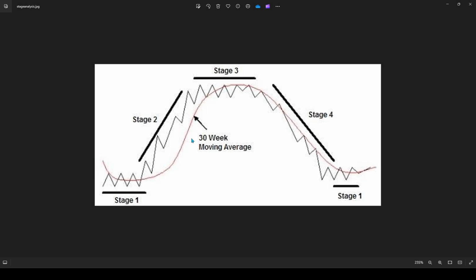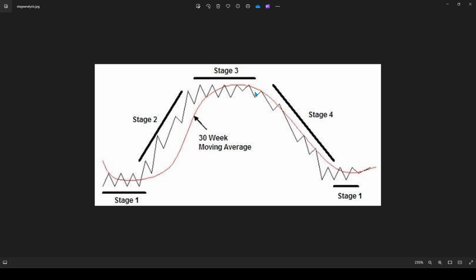You're using the 30-week moving average to get an idea of where we are in the stages. And you're going to look at different technical characteristics to help identify what stage we're in. I won't get into that right now, but this is primarily going to be used for the weekly time frame. However, I have developed a method that allows me to use it on the 195-minute time frame, which is simply the daily cut in half.